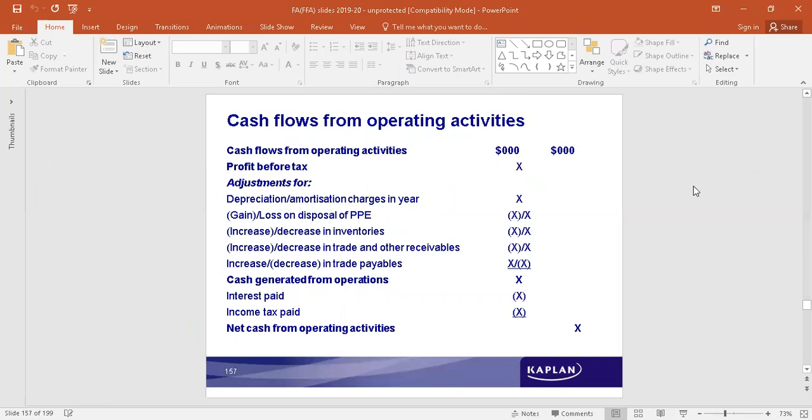Okay, cash flows from operating activities. I don't remember where else you prepare the statement of cash flow in detail. Management accounting, I don't think you prepare it there. So maybe you will discuss it in detail when you study. In FR and FM also you don't prepare the statement of cash flow.